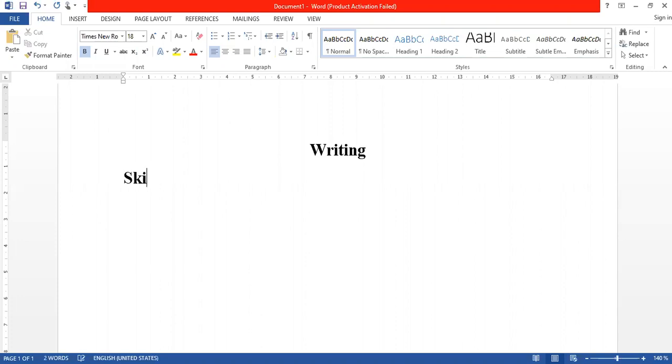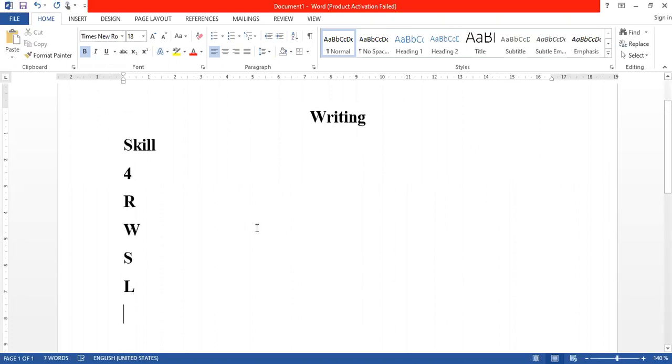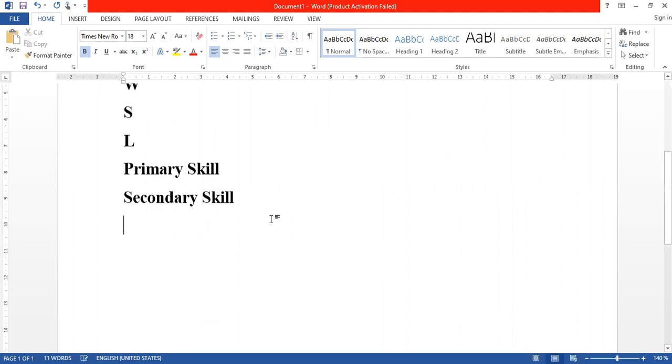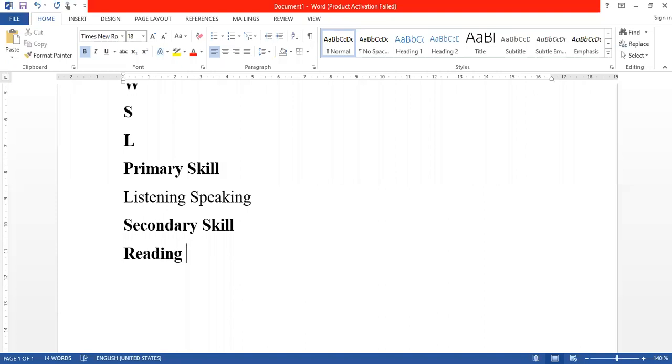When we talk about skills, the English language has four skills: reading, writing, speaking, and listening, right? If we divide these four skills into two major categories, we have primary skills and secondary skills. Primary skills are listening and speaking. And then secondary skills are reading and writing.